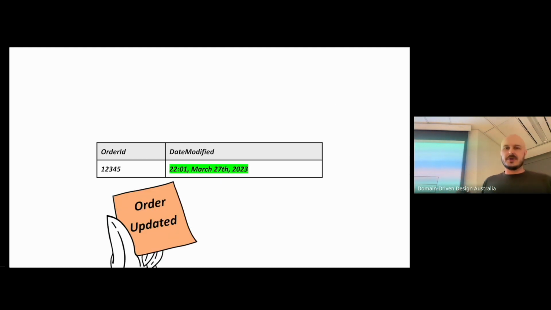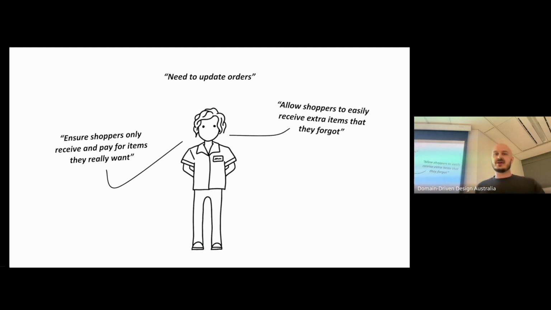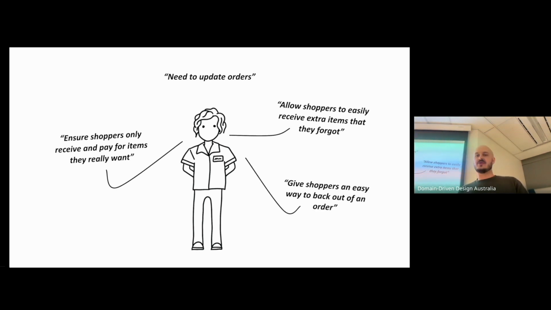And if we think back to our bugs, the store manager never really wanted an arbitrary update to an order. When the store manager was removing products, it was to ensure shoppers only receive and pay for items they really want. When they were adding items during an order update, it was to allow shoppers to easily receive extra items that they had forgotten. And when they were removing all of the items in an order update, it was to give shoppers an easy way to back out of an order. And you'll notice that nowhere in these problem statements do we use the word update.